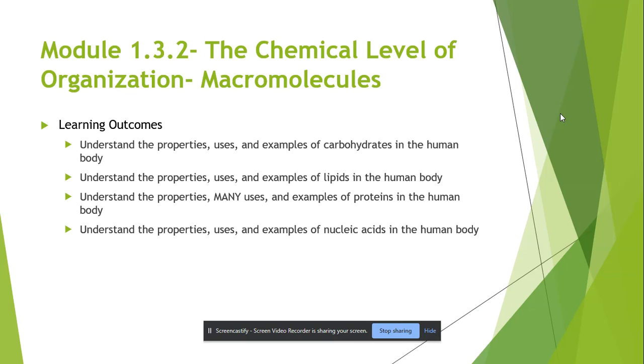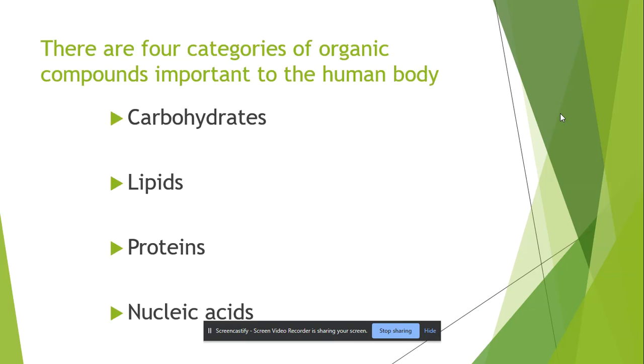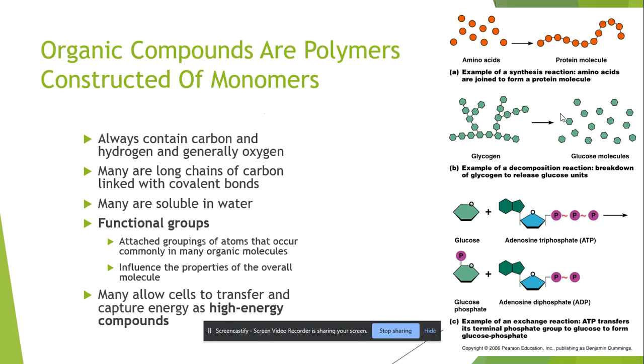A lot of these will come more into play as you get into 169, and especially if you move on to higher levels of science like biochemistry and things like that. So as I just discussed, there are 4 categories of organic compounds that are important to the human body. Those include carbohydrates, lipids, proteins, and nucleic acids.